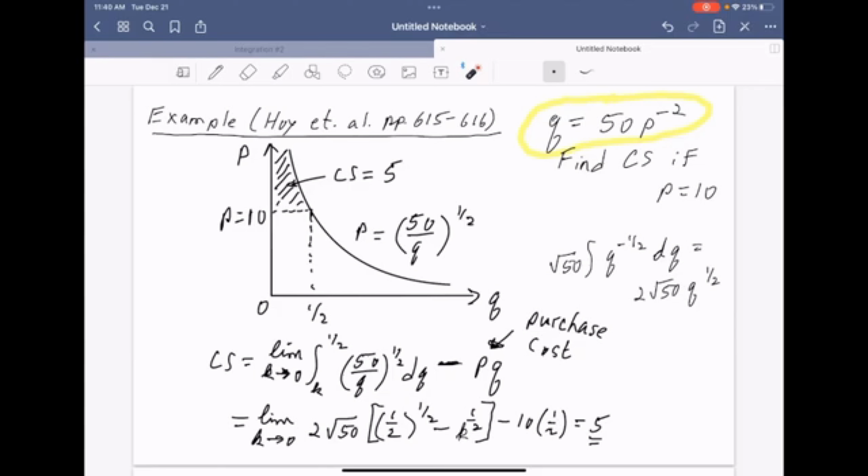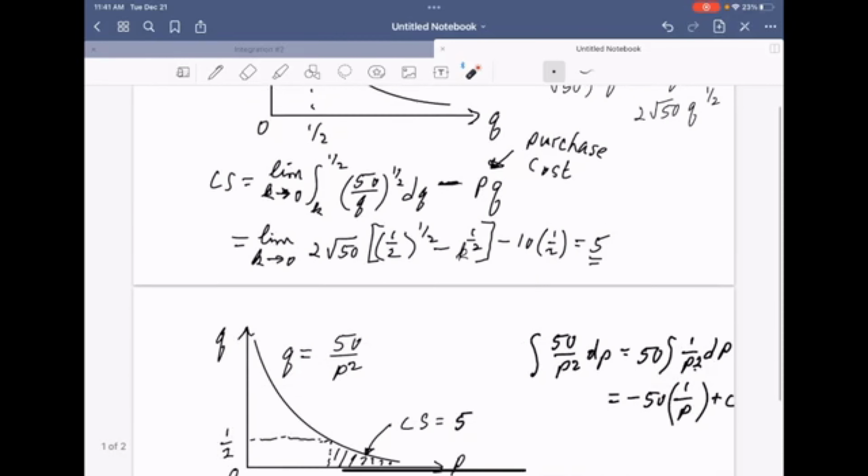So we have k to the power 1/2 minus k to the power 1/2. But k to the power 1/2 as k approaches 0 is effectively 0. So we get 2 times the root of 50 times 1/2 square root of 1/2. So think about it, we get 2 times 5 because we take 25 out of here and we have a square root 2 left, but we're dividing by a square root 2. So in essence, we've got 2 times 5, which is 10, minus 10 times 1/2, which is 5, which gives us 5.